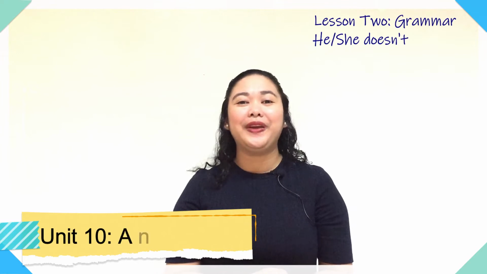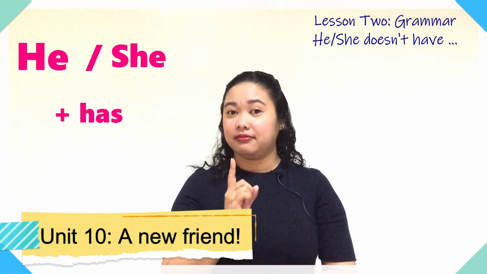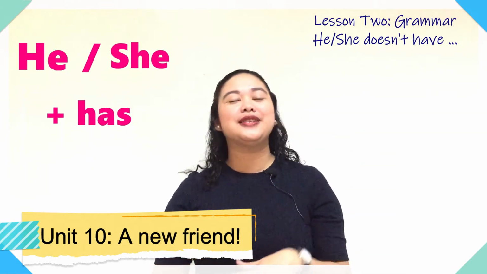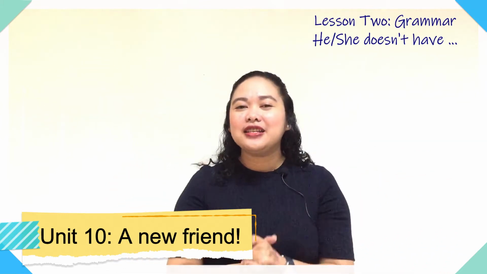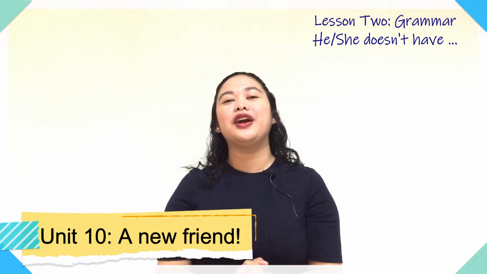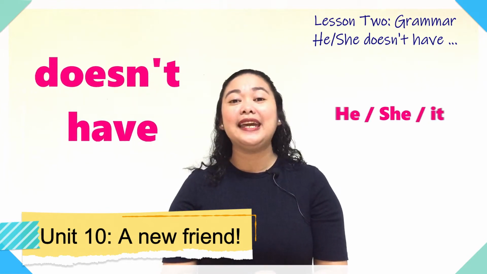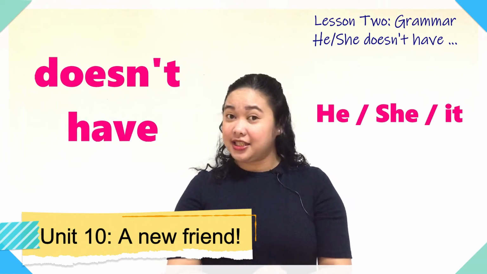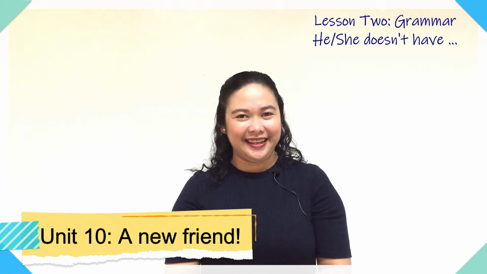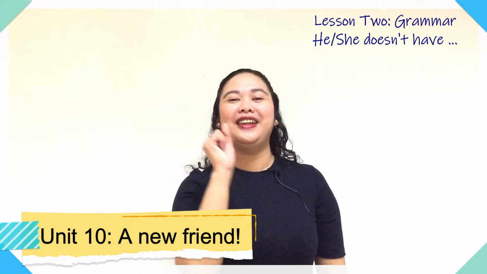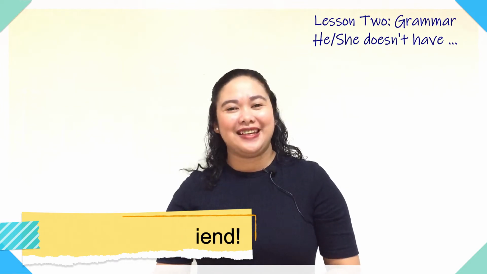Lesson. On part 1, we've learned how to use the pronouns he, she, and it plus has, and the words that we've learned in lesson 1. Do you remember? Yes, good. On this video, we will learn how to use doesn't have, using also the pronouns he, she, and it, plus the lesson 1 words that we've learned from our previous video. Are you ready? Okay, so turn your listening eyes on and turn your listening ears on, and let's start our lesson.